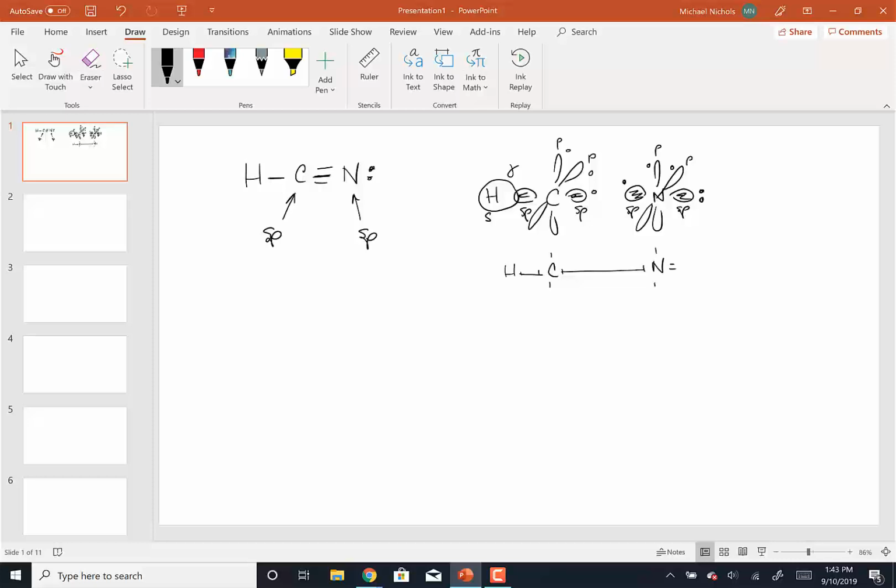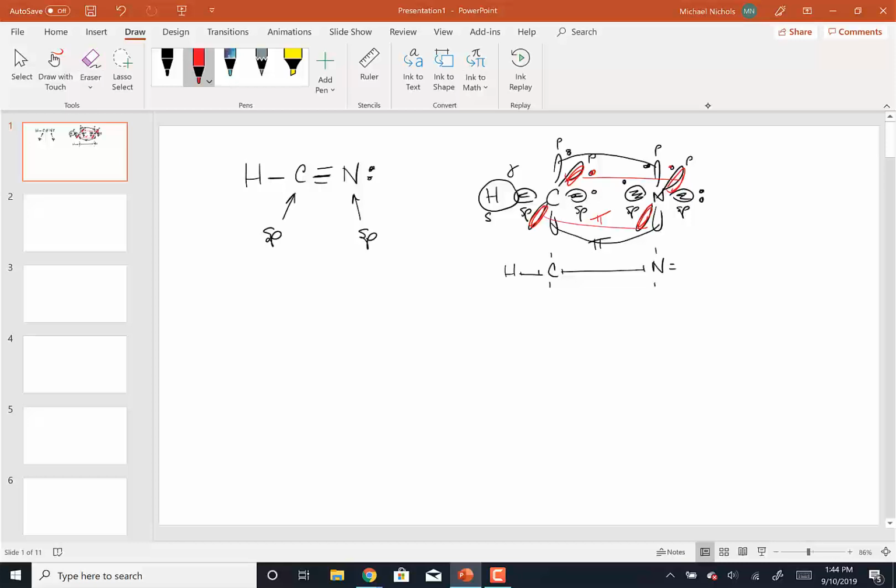So what I would then do is overlap the two vertical p orbitals, one electron each, to form the first pi bond. And then for the second pi bond, which is in and out of the plane for both the nitrogen and the carbon, I'm going to overlap those to form the second pi bond. And each one of those p orbitals would have one unpaired electron.